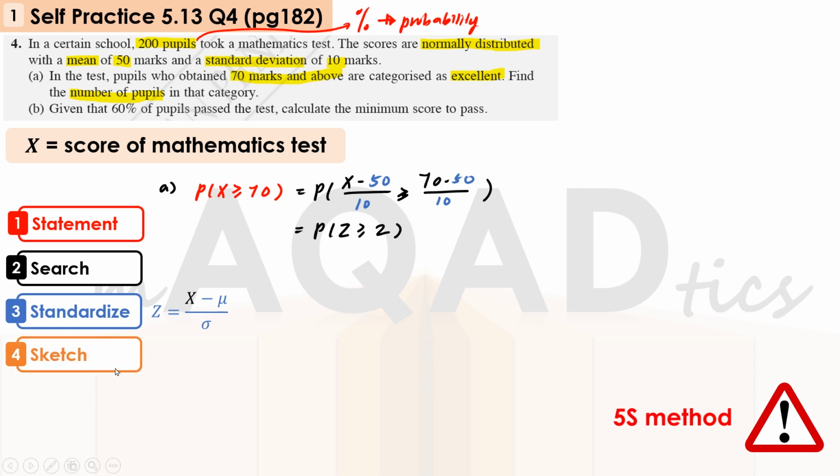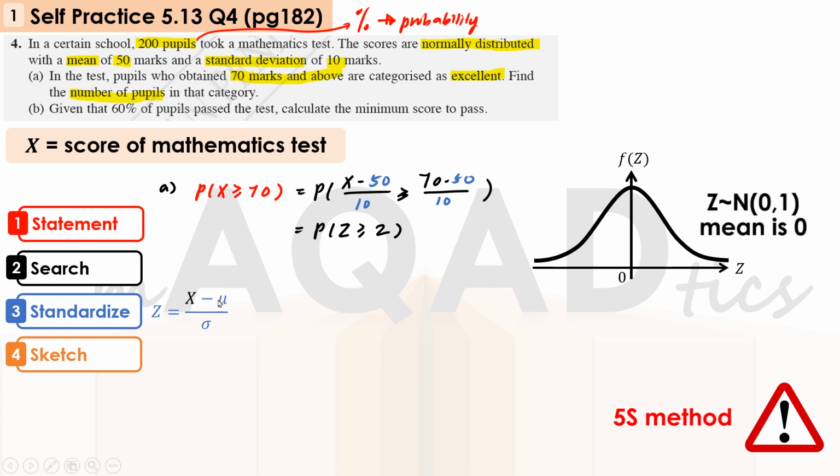Sketch using the normal distribution graph from this statement. Here our center line is 0, because we have already standardized our graph, so the mean or center line would be 0. If we put 2 on the graph, it will be somewhere here. Since this is greater than or equal to, it gives this arrow sign, so from 2, we sketch to the right side. This is how we sketch the graph.